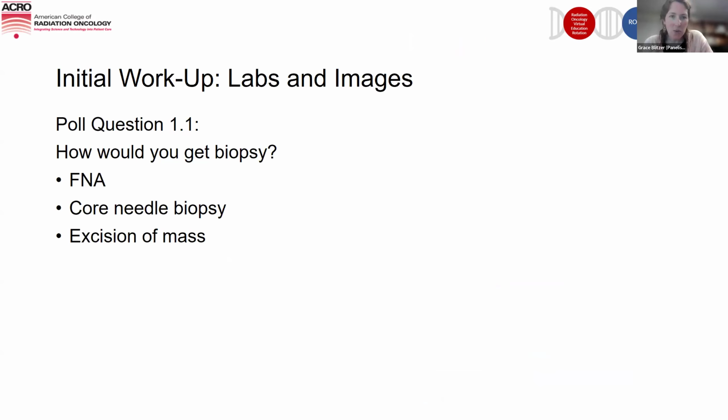And so poll question 1. This patient walks in, you see that MRI, and it looks concerning, right? That is not a normal mass. How would we get a biopsy?